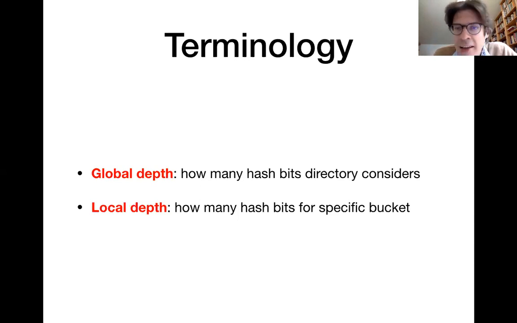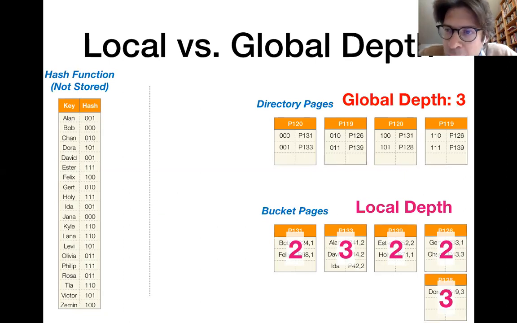So let's quickly make that a little bit more concrete by the example. For instance, here, this is the state that we finished in. And in the directory, you see that we have a global depth of 3 because the directory is currently considering 3 bits. On the other side, you have different local depths for the different bucket pages. For instance, take page number 131. So this page is referenced twice in the directory, on the first directory page and on the third directory page.